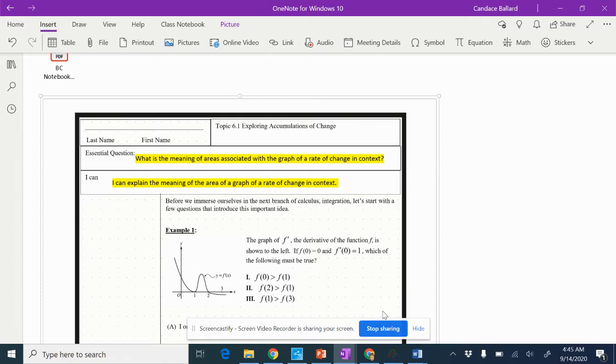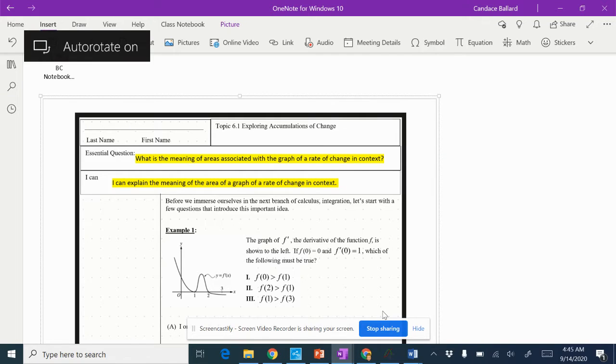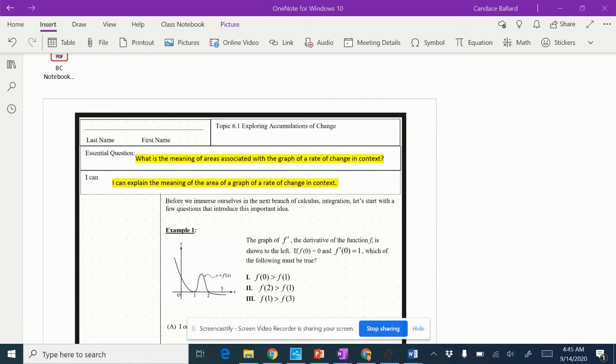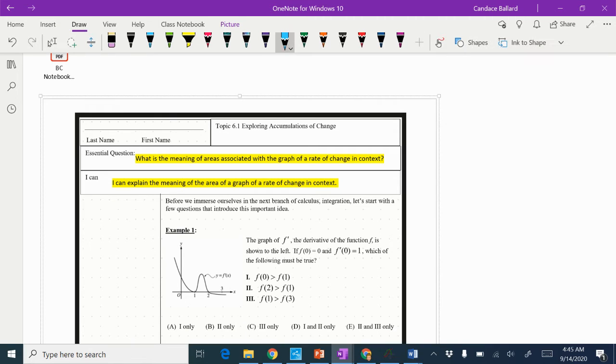So in this unit, we're going to start with some exploration and some things that are a little bit more theory. So you're going to see that a little bit in the beginning. So before we start anything, we're going to write our last name and our first name on the notes.